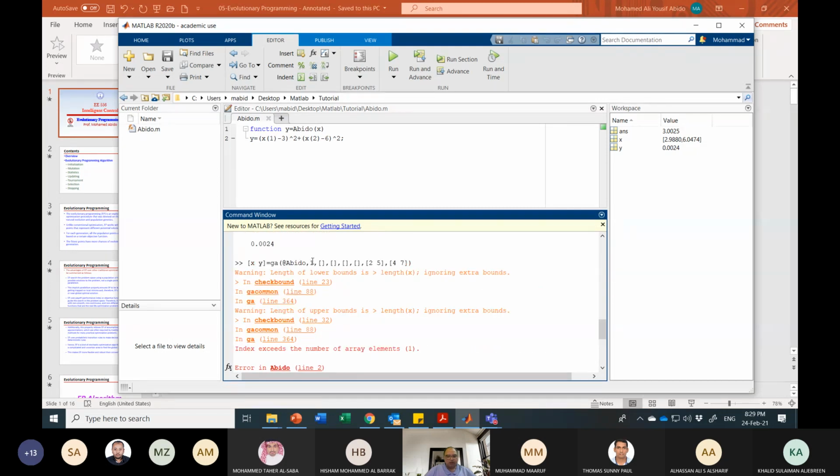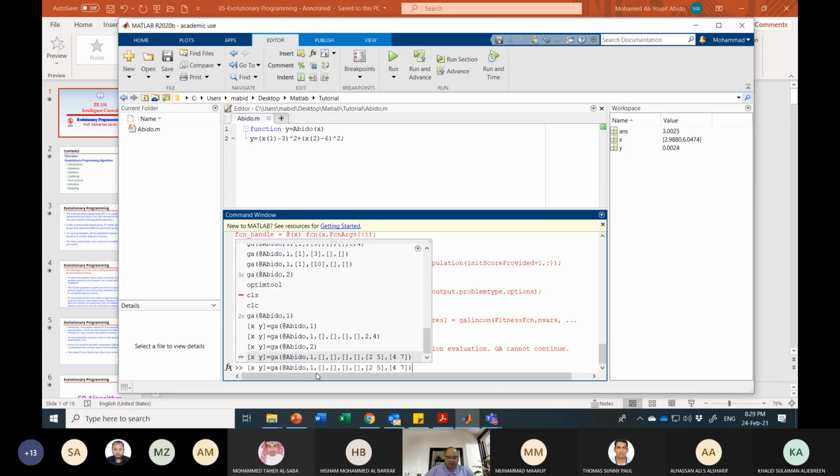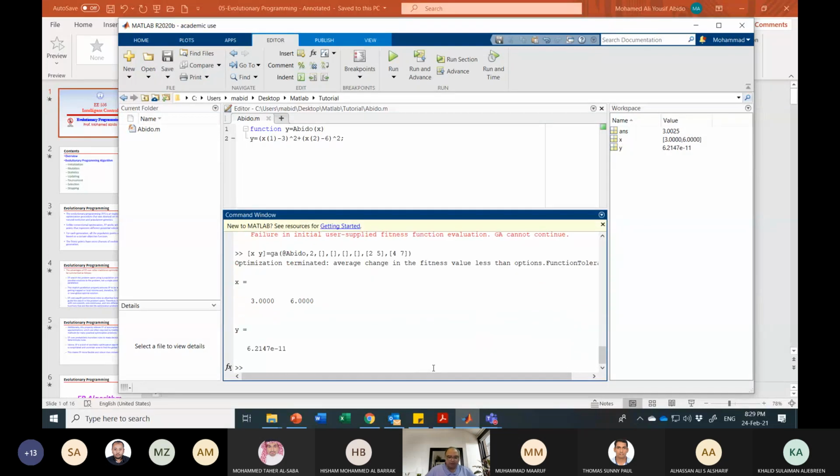Oh, now here we have two variables. You can see here the number of variables. We need to adjust it. We didn't adjust the number of variables. Now we have the number of variables equal to 2. Okay, so this is the solution now.